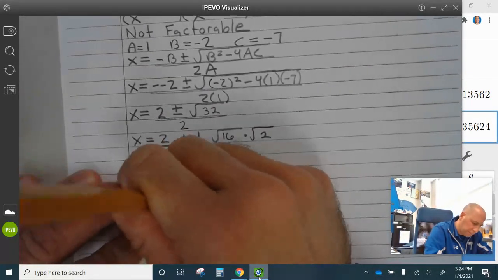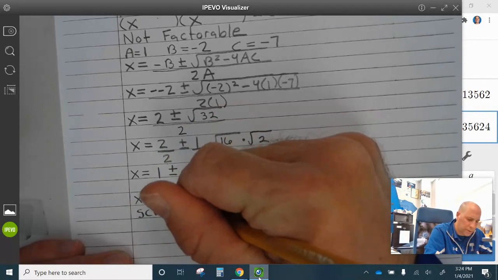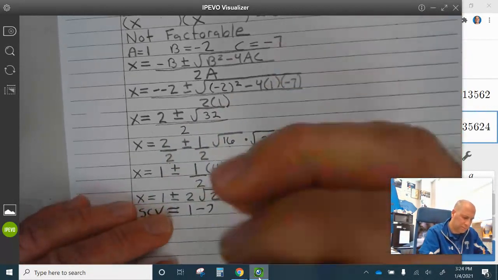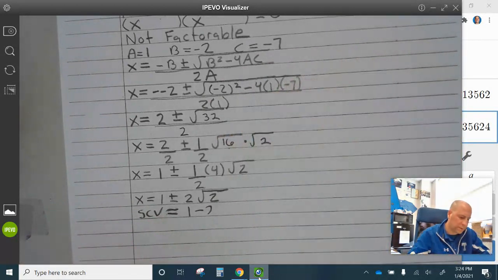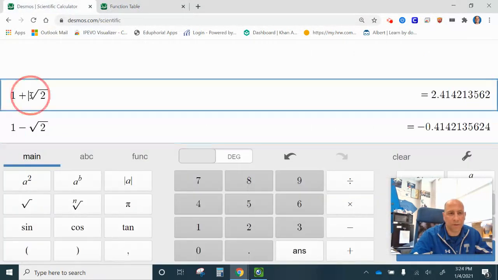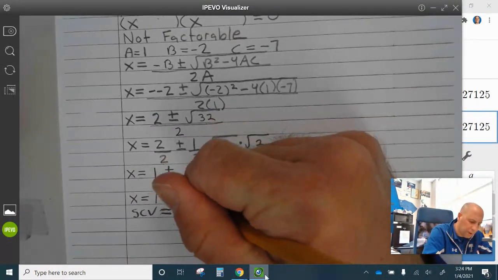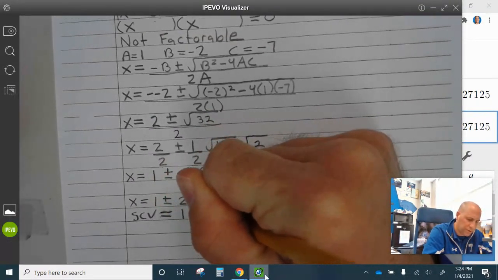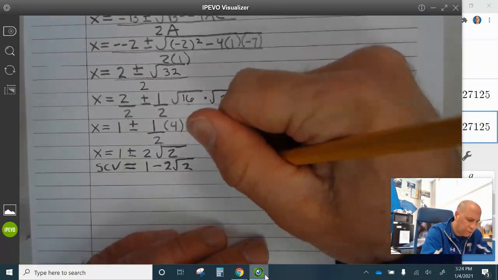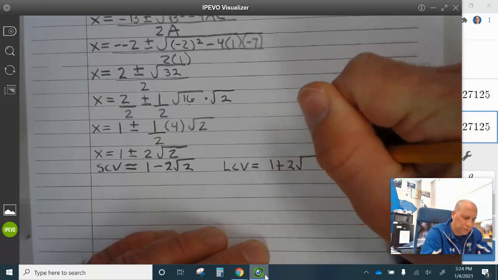oh, actually, you know what? Let's put the exact first, is equal to 1 minus, ooh, I think I messed up. Let me see, hold on. Glad I didn't, yep, I forgot to put the 2 right here. Okay, doesn't affect which one's small or large, but so that's 1 minus 2 square roots of 2. That's the small critical value. And then the large critical value is equal to 1 plus 2 square roots of 2.